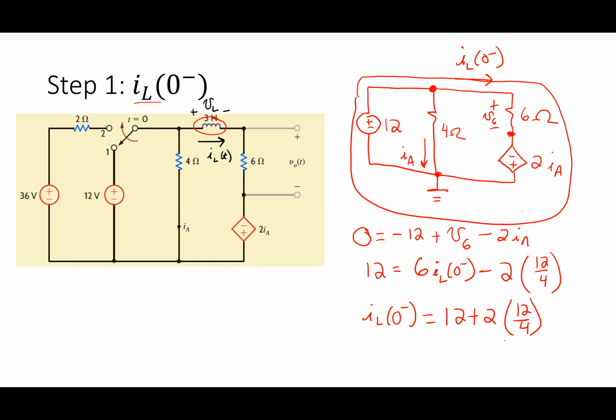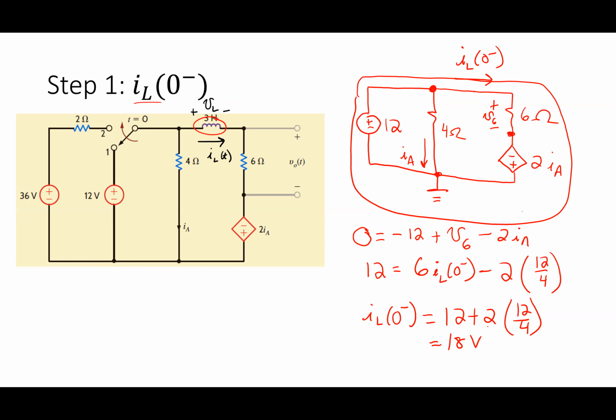So what's that? 12 fourths is 3. 3 times 2 is 6. Okay, that's 18. Everybody agree with me? That's 18. Mental math's not my strong suit. I think that's 18.